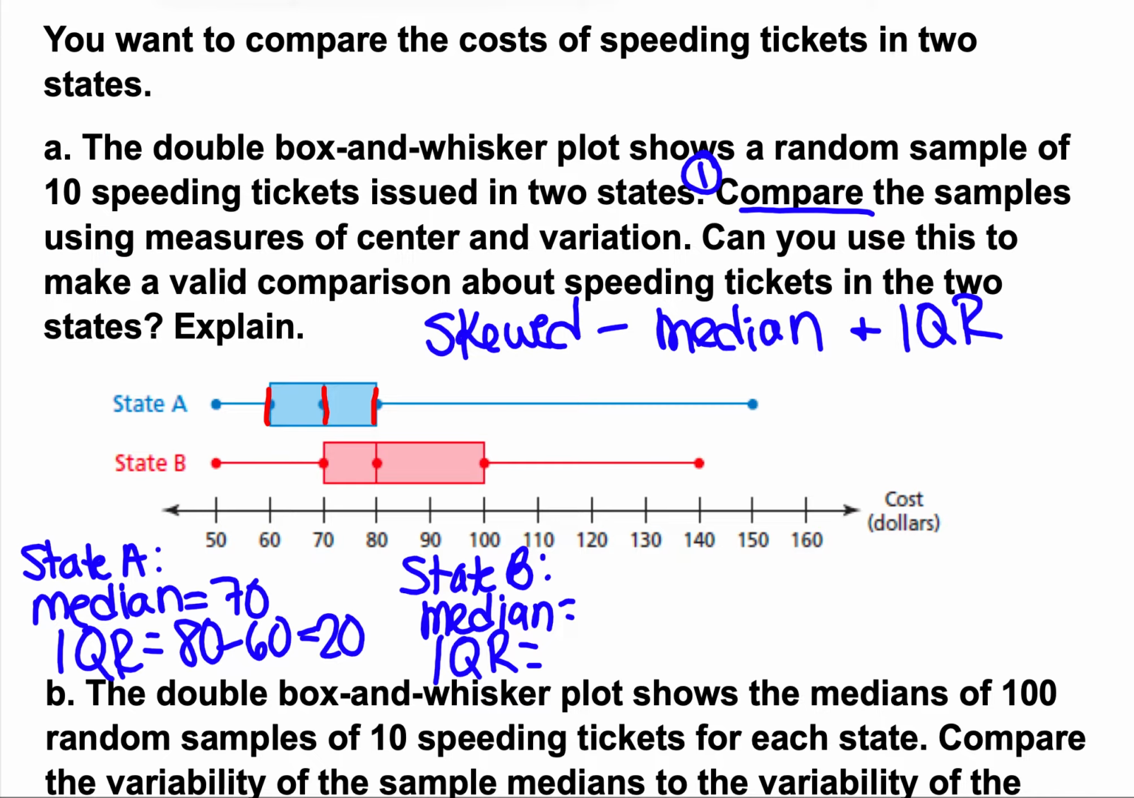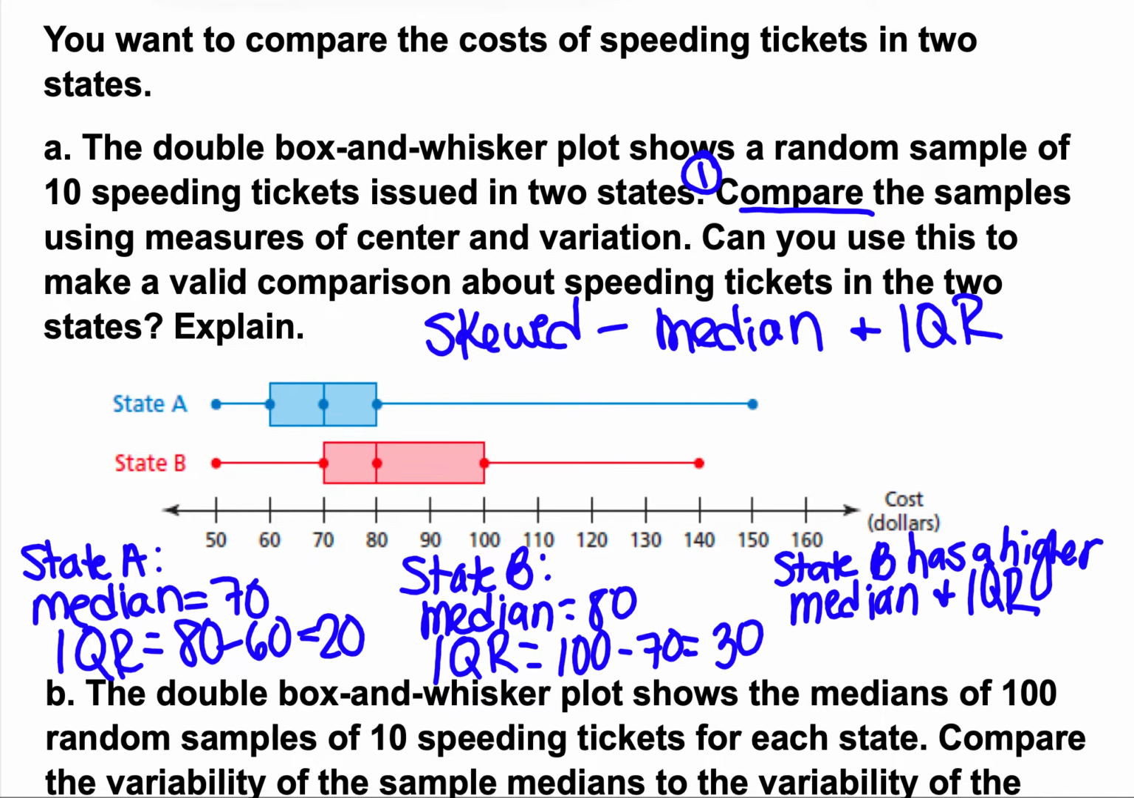Okay, so let's go ahead and check to see if you did that correctly. For state B, you should have gotten a median of 80. That's the line in the middle of the box. And then the IQR, you should have subtracted the numbers 100 and 70 and gotten 30. That's the size of the box. Then we need to actually compare them.